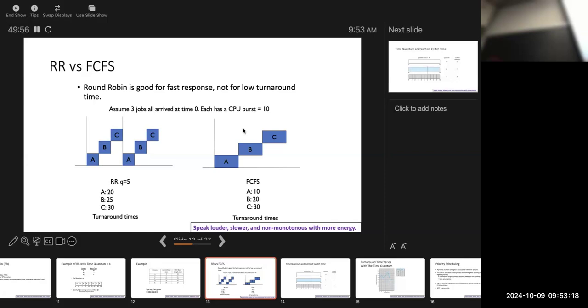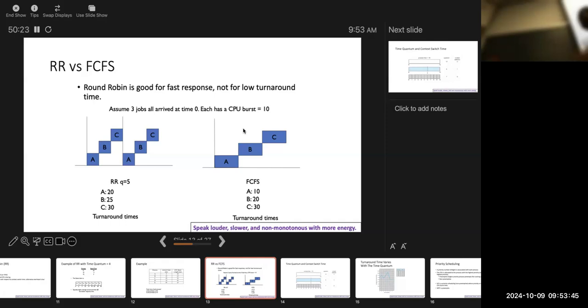Okay. So the response time is better here. Why is response time better here? Because here A runs and it is not like B and C must wait for A to complete. You are doing time sharing of the CPU among the processes. But in FCFS, B and C must wait for A to complete. That's why the response time is better in round robin. But you get the better turnaround time in FCFS.